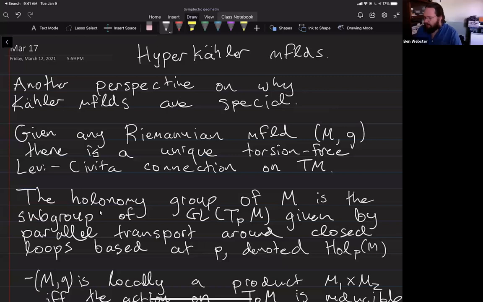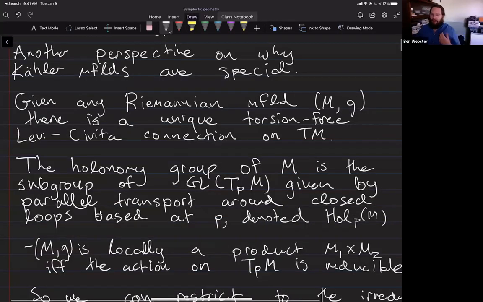Whenever I have a Riemannian manifold, I have a unique torsion-free connection which is compatible with the metric, called the Levi-Civita connection. This is a canonical way of taking a path and lifting it up to a path in the tangent space. Some people call that covariant derivative or parallel transport. So you can parallel transport vectors along paths. That's what a connection does for you.